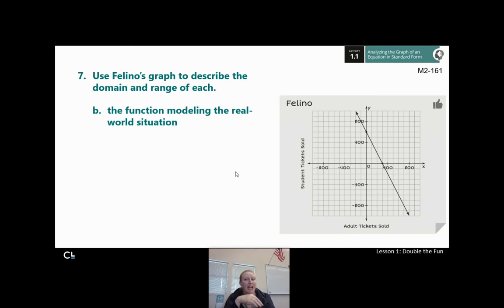You might want to go back and look at what we wrote down about the domain and range of our real world situation before. How has it changed now on Felino's graph? Use that to help you figure this out. Go ahead and hit pause to give me the domain and range of the real world situation of Felino's graph, and then hit play when you're ready to check your work.